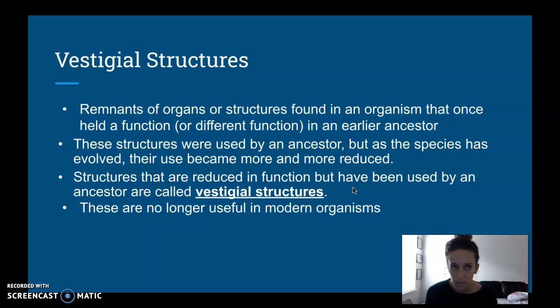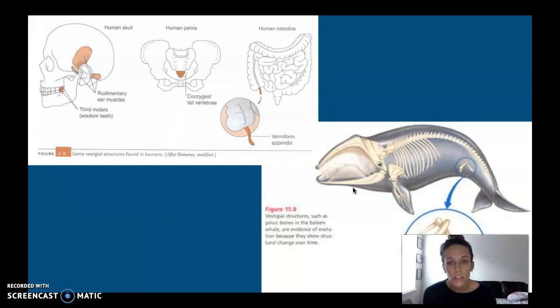Think about your wisdom teeth. You don't need your wisdom teeth, it's a vestigial structure. You don't need your tailbone anymore, but you still have one. You don't need your appendix anymore, but you still have it. So all of those things are vestigial structures. They served a purpose in earlier versions of Homo sapiens, in humans, but now we don't need them.